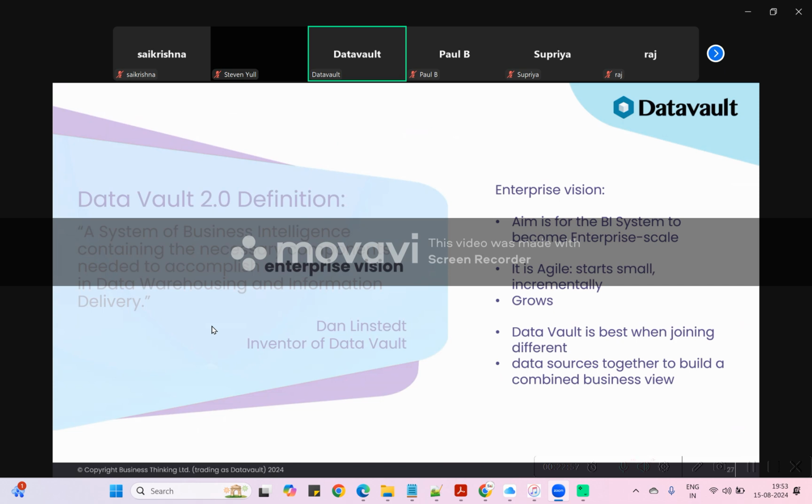Datavault is also best when we're joining different data sources together. So, for example, we're bringing in data from a finance system and maybe an operational system as well. Joining those two data sets together largely gives more insights than just a single data source on its own. So Datavault's really all about building a system for building out an enterprise vision data warehouse.